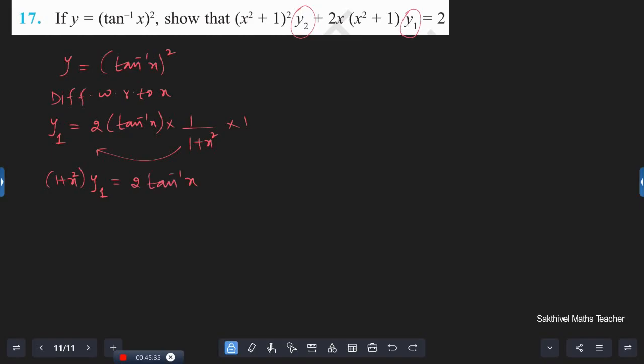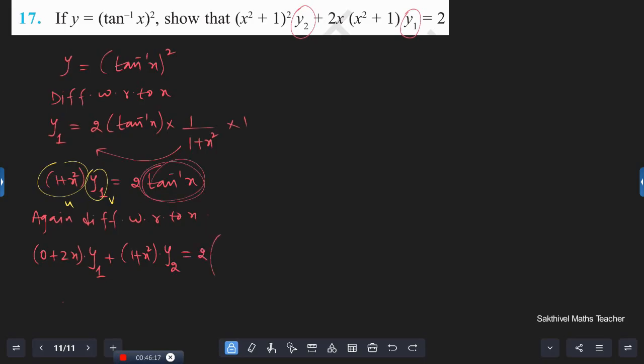This is our answer. Now again you differentiate with respect to x. This is the uv formula I am going to use, children. First one is u, second one is v. The uv formula you know very well. u dash in the sense: derivative of 1 is 0, x square derivative is 2x. Then v, let it be as it is, y1, plus 1 plus x square let it be as it is. y1 when you differentiate, y2. Which is equal to 2, also let it be as it is.